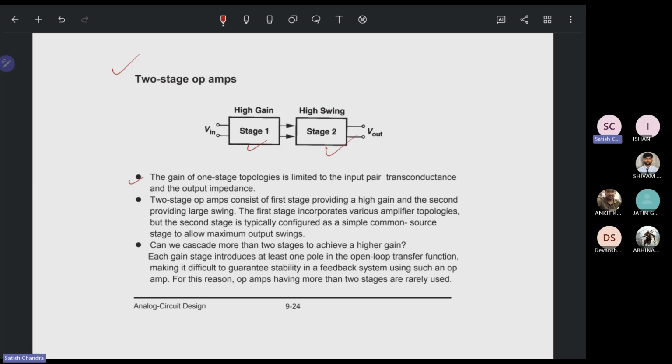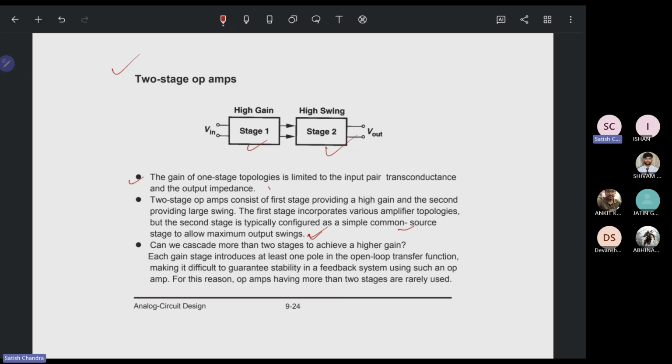The first point is that the gain of the one-stage topology is limited by the input pair transconductance and the output impedance. Second, a two-stage op-amp consists of a first stage providing a high gain and a second providing a large swing. The first stage can incorporate various amplifier topologies, but the second stage is typically configured as a simple common source stage to allow a maximum output swing. Basically, maximum output swing is achieved by the simple common source stage.